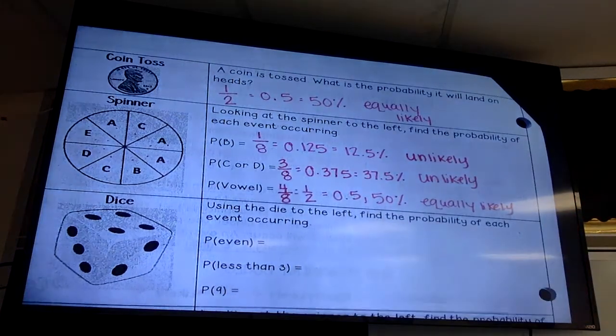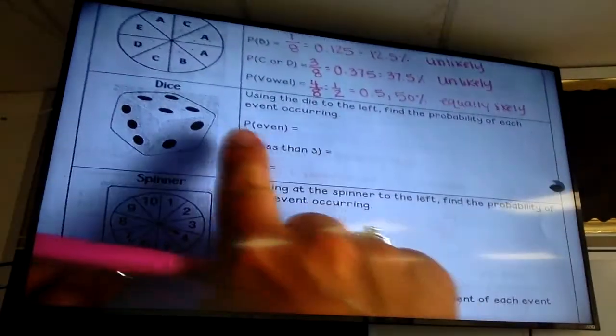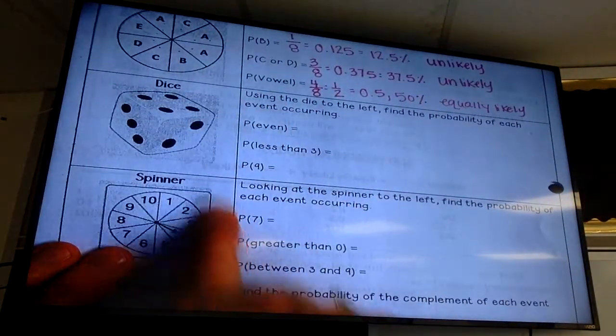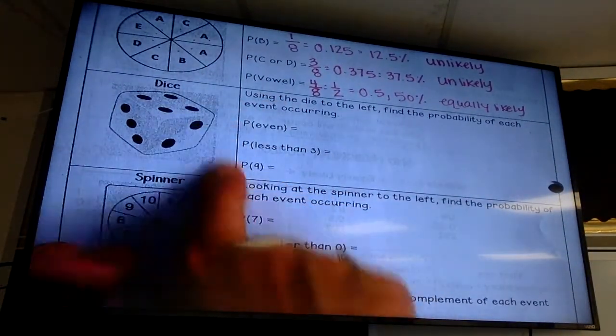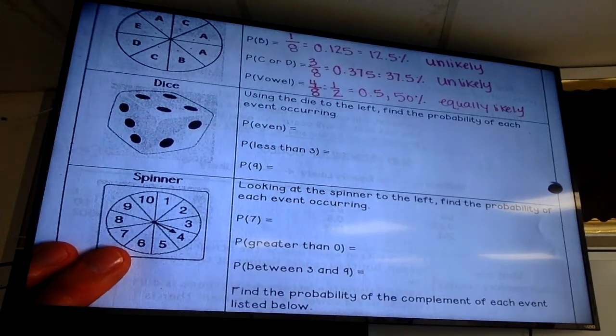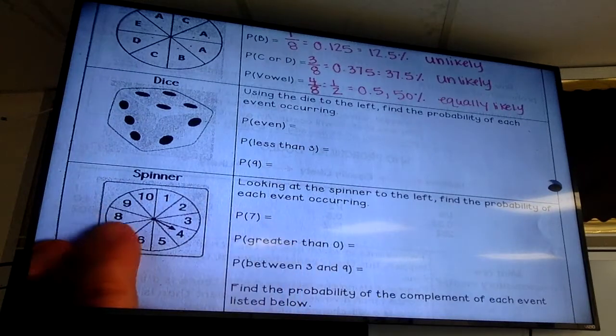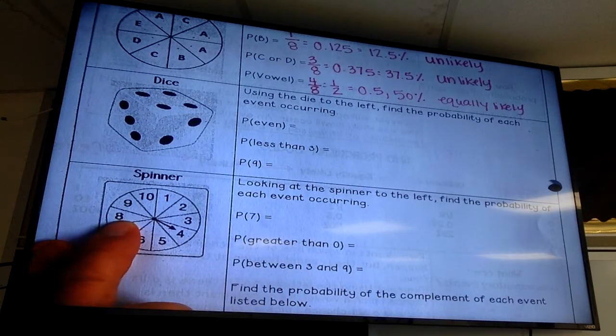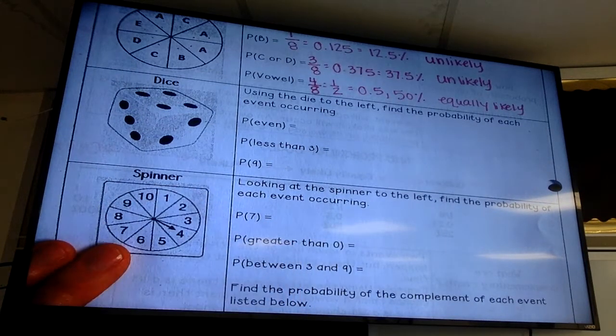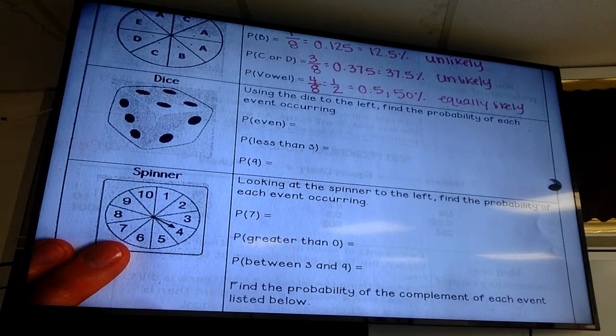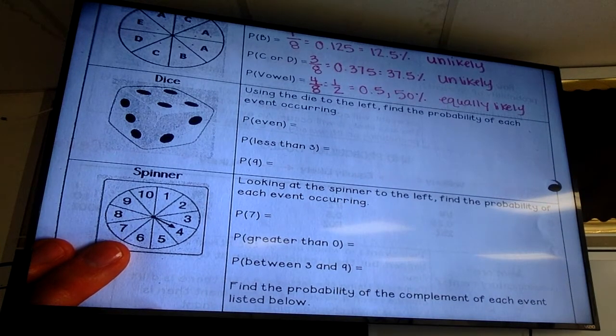So if you're trying this from home, I would really like you to try these ones on your own and see if you can figure them out. Stop when you get here. So I want you to try these using the dice and this using the spinner. So put me on pause, try them, and then see if you were right. So pause me now. All right, let's see how you did.